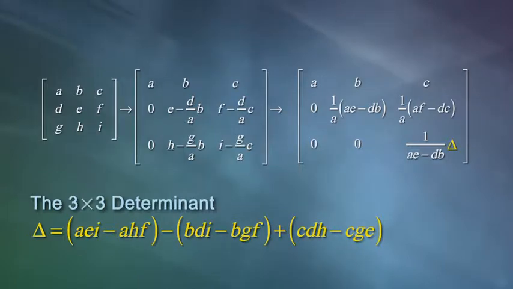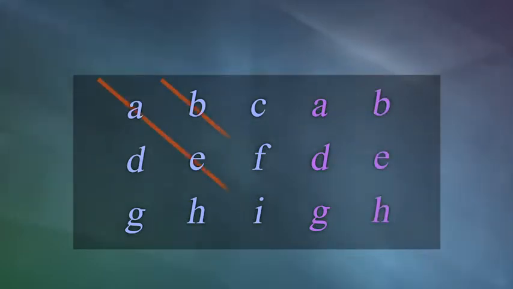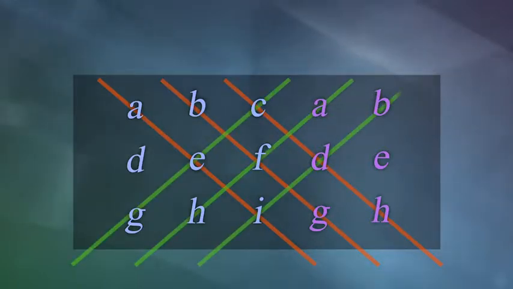This may be a crazy formula, and I actually discourage you from memorizing it. Instead, you might consider a device for remembering it. One way to remember this formula is to write the columns of the matrix like this, then repeat the first two columns. Draw the three diagonals that go down and to the right, and the three diagonals that go up and to the right. If you multiply the entries along the diagonals and put a plus sign if it goes down to the right and a minus sign if it goes up and to the right, you'll get this formula.